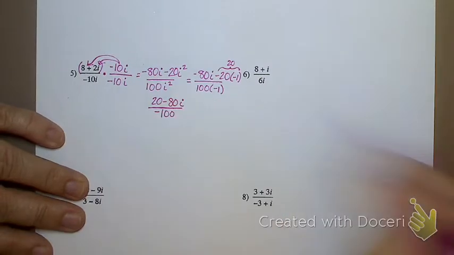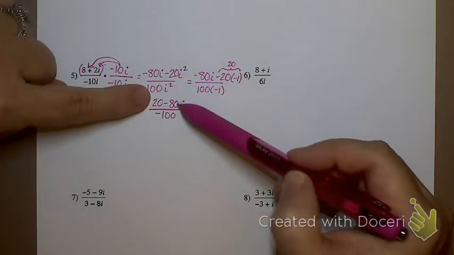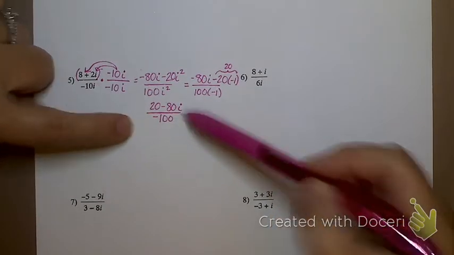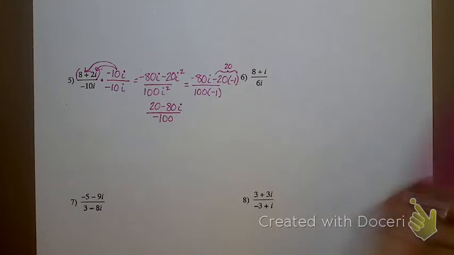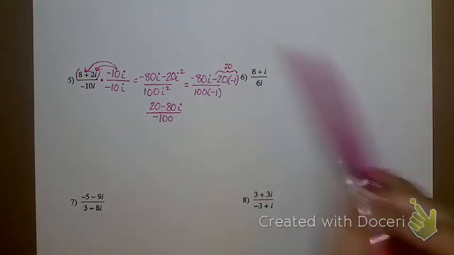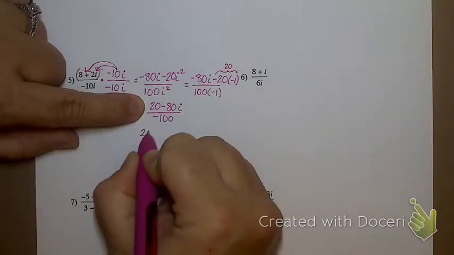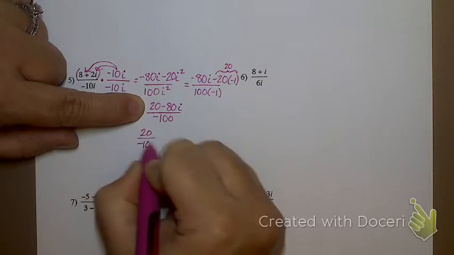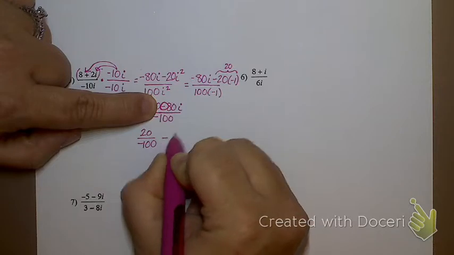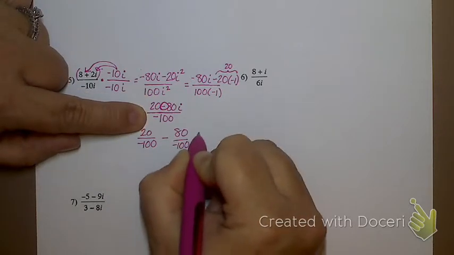Now, I'm not quite done. Do you notice that 20 and 80 could both be reduced over 100? As soon as you notice that either one or both of those numbers can be reduced, we need to split it up into two fractions like we did before. So I'm going to call it 20 over negative 100 minus 80 over negative 100i.